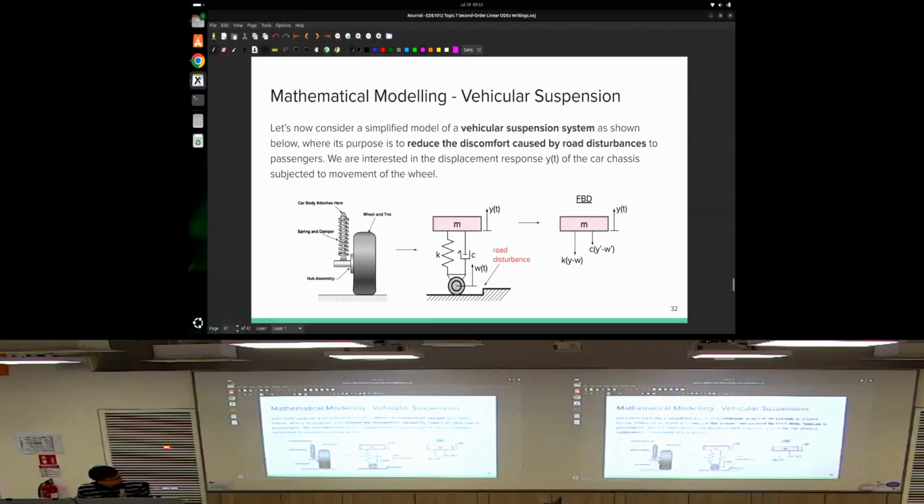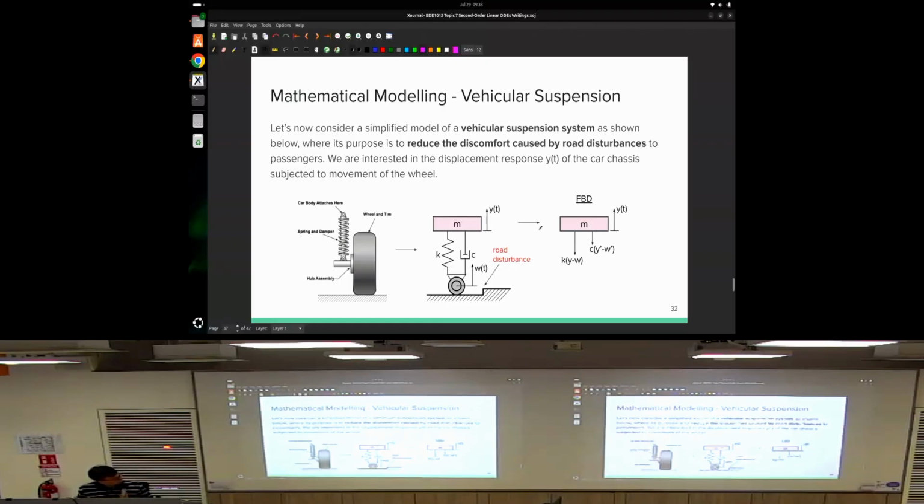Okay, but let's just look at this simplified but yet realistic vehicular suspension model here, and try to solve it. So the whole purpose of the vehicular suspension system is to isolate the passengers from the disturbances on the road, such that they have a more comfortable ride. So you can see the model here, right?